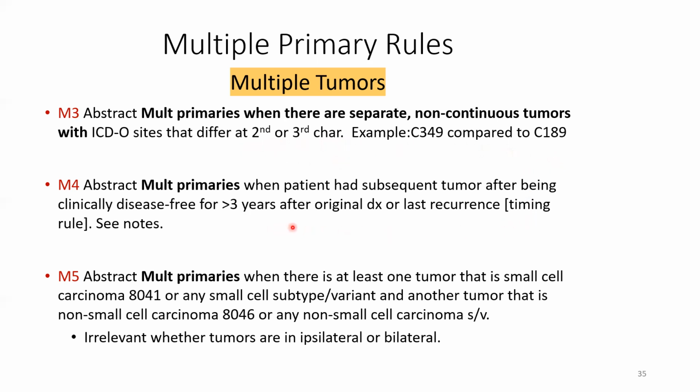M4 is our timing rule. If they were disease-free for greater than 3 years after the original diagnosis or last recurrence. So that's the timing rule. And then M5 is when you have a small cell carcinoma or any subtype variant, and then another tumor that is non-small cell or a non-small cell subtype variant. These are multiple primaries. It doesn't matter if they are in the same lung or in both lungs.